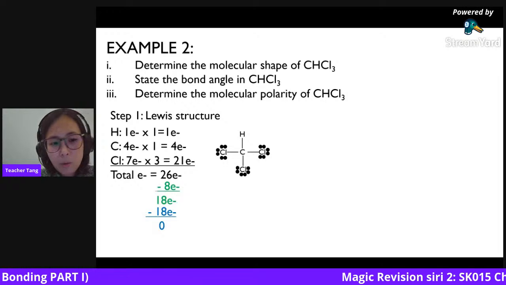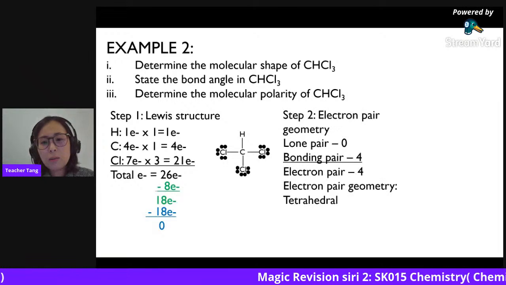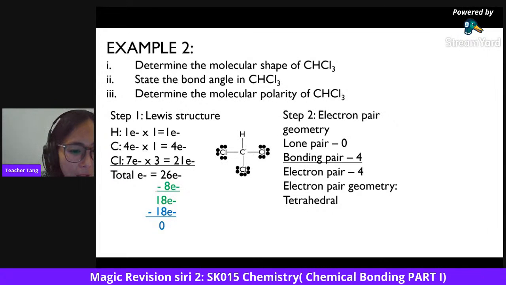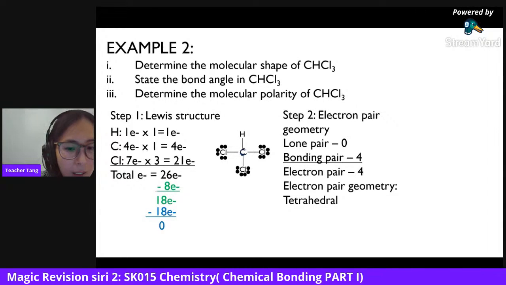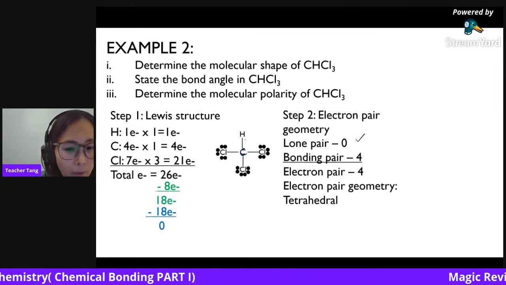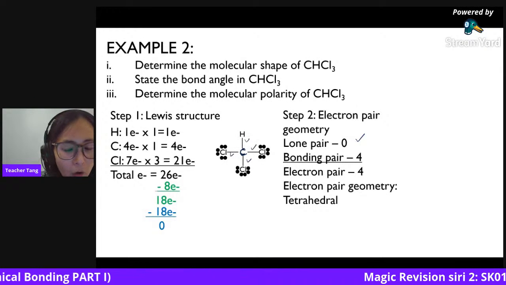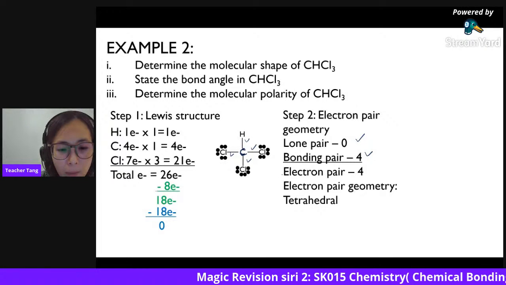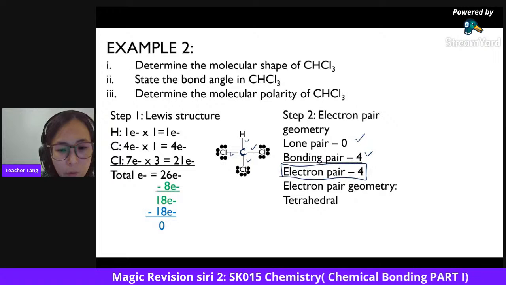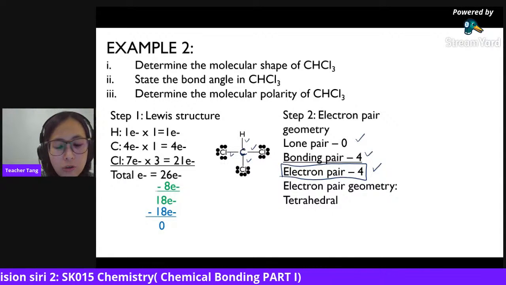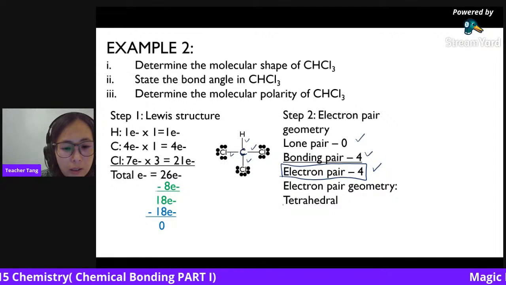Okay, and then we can move on to step number 2, determine the electron pair geometry. So carbon, our central atom, around carbon there is no lone pair, but there are 4 bonding pairs. 1, 2, 3, 4. So that gives us the total electron pairs around the central atom equal to 4. So therefore the electron pair geometry again is tetrahedral.